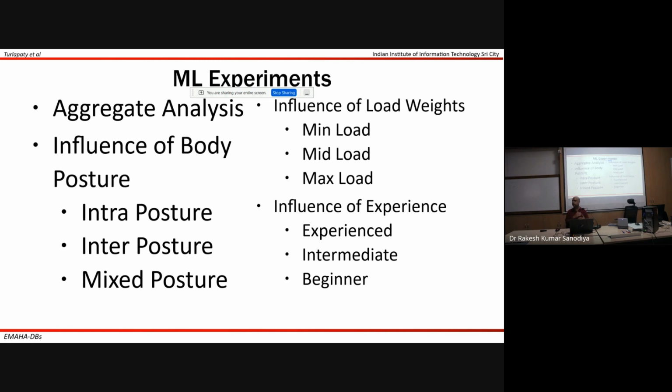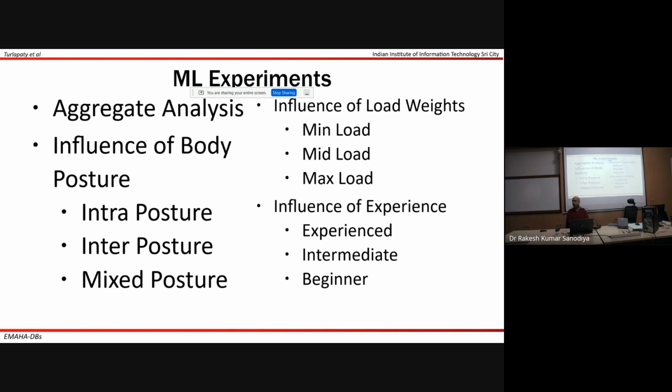Then, to study the influence of these different conditions on the performance, we did a similar experimental analysis with respect to body postures, and the amount of weight: minimum load, medium load, and maximum load. That is decided based on the actual person's weight and experience. Okay.